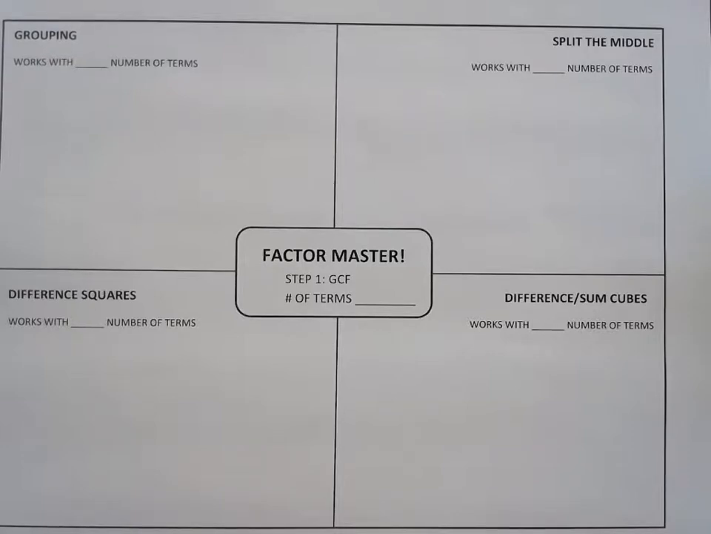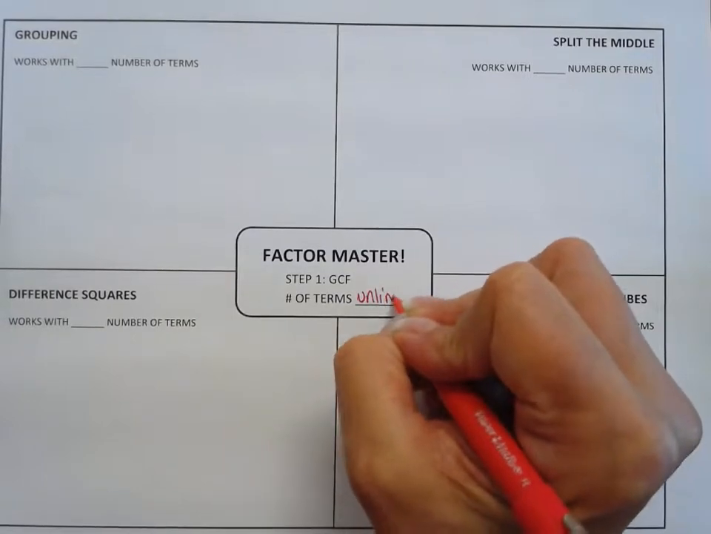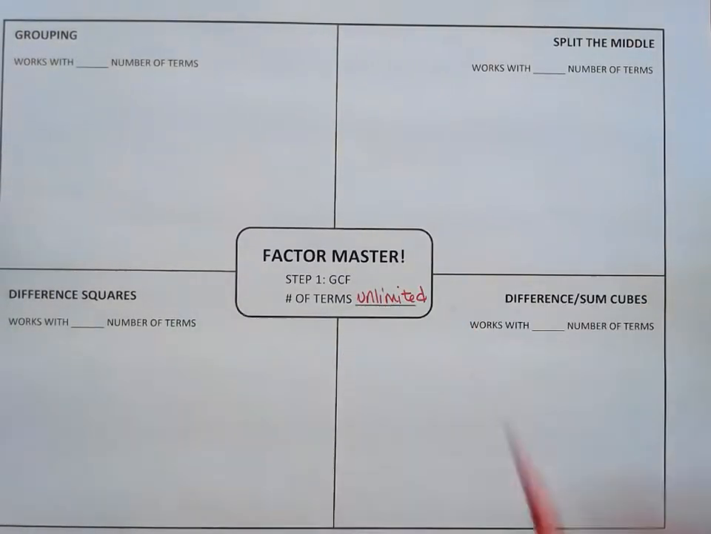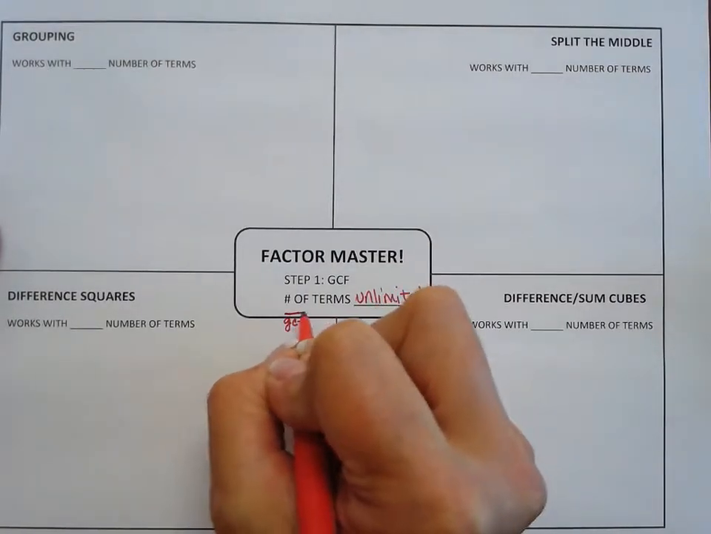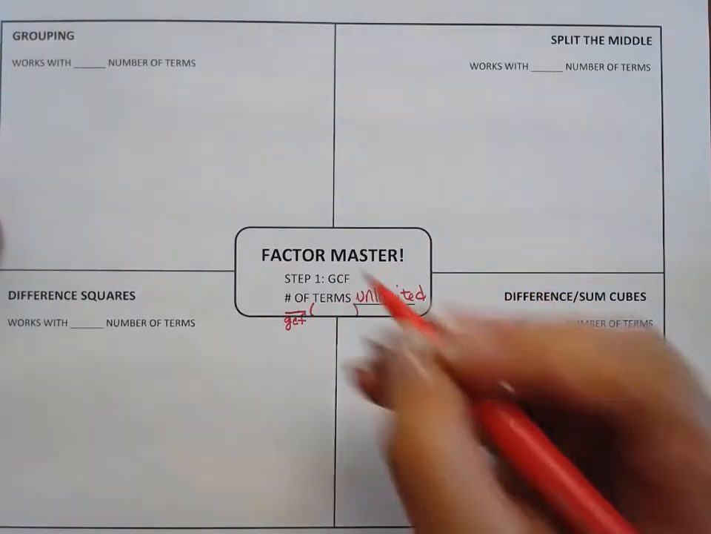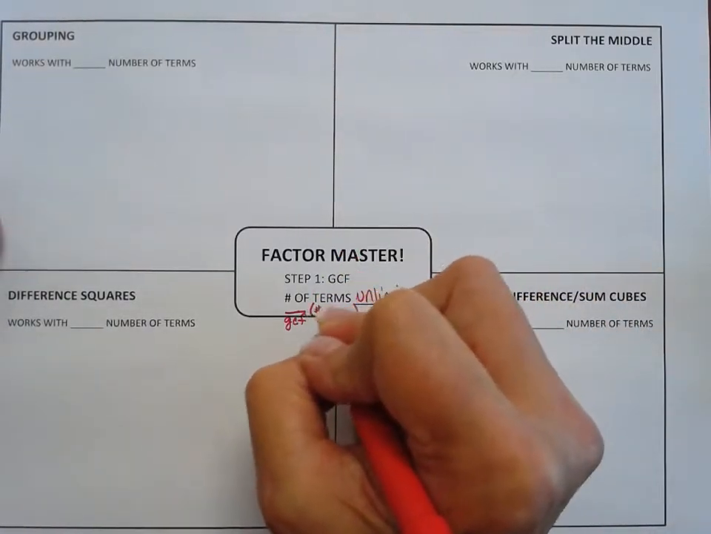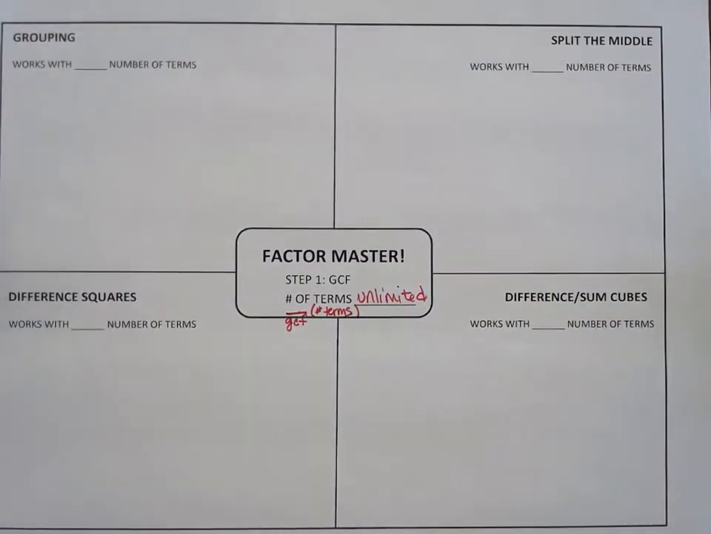Two or more, yeah. It's basically unlimited. It works for anything. And you're undoing your distributive property, so what you're left with is going to be the greatest common factor on the outside, and then the number of terms you started with on the inside. That make sense?